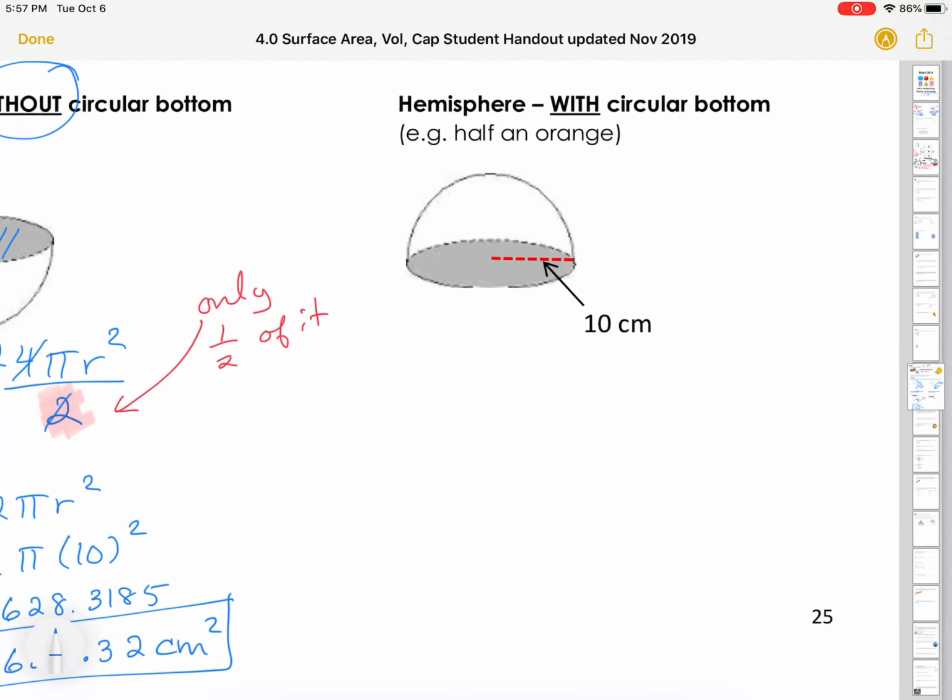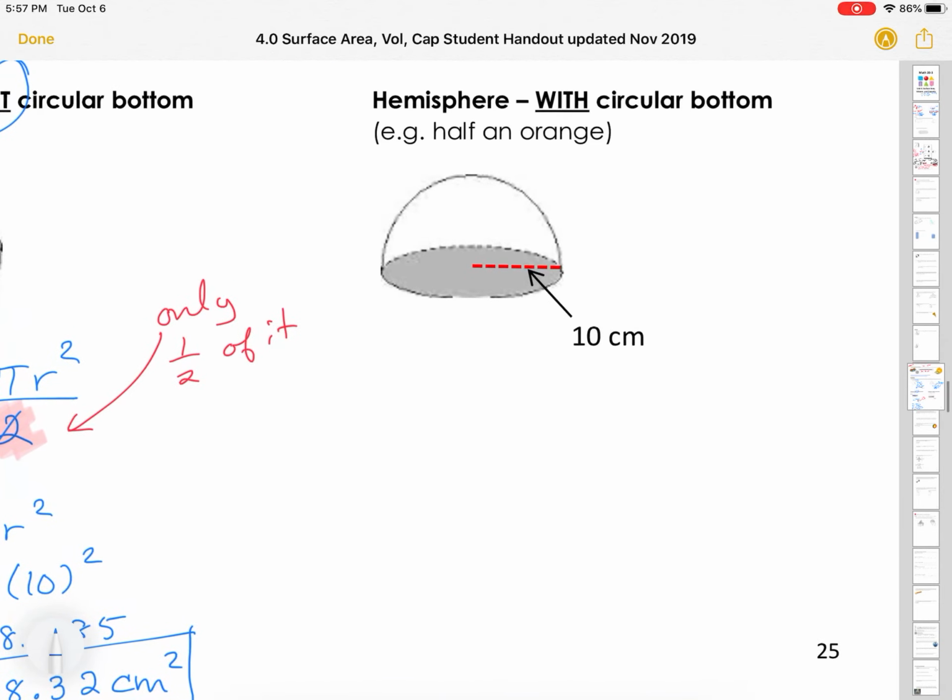And that would be our answer. Now, sometimes you might have a hemisphere that does have a circular bottom. So for example, say you have an orange, you've cut an orange in half. In that case, you have the whole thing. So you have to think about that circle.